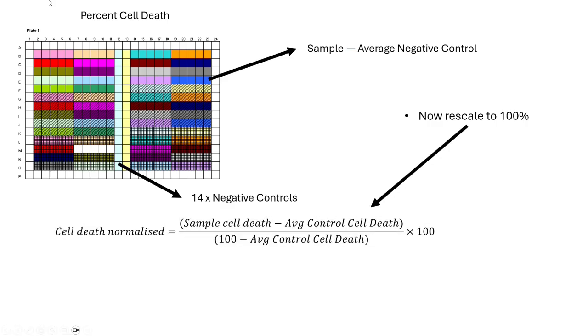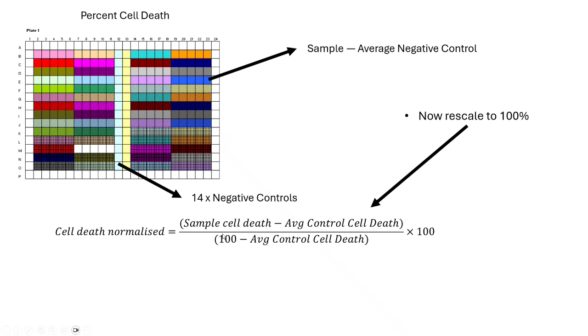So you can see we have the average control cell death of those 14. For each individual sample death, we've subtracted the average control cell death, but we also then divide it by 100 minus the average control cell death, which gives a ratio between 0 and 1, and then we multiply by 100 so it rescales to 100%. So that's the formula for cell death normalized.